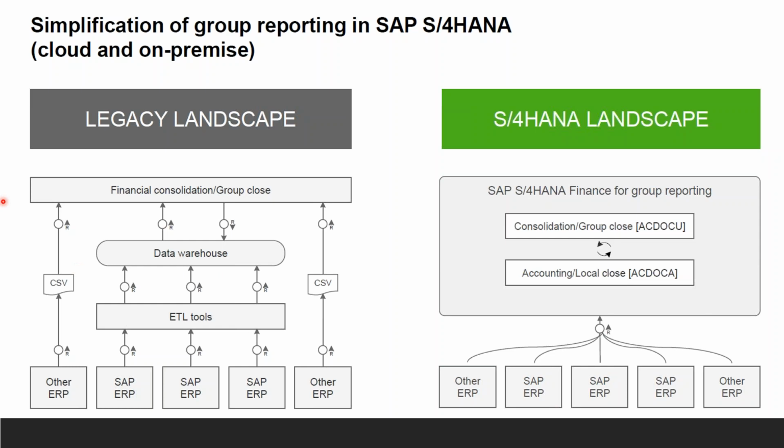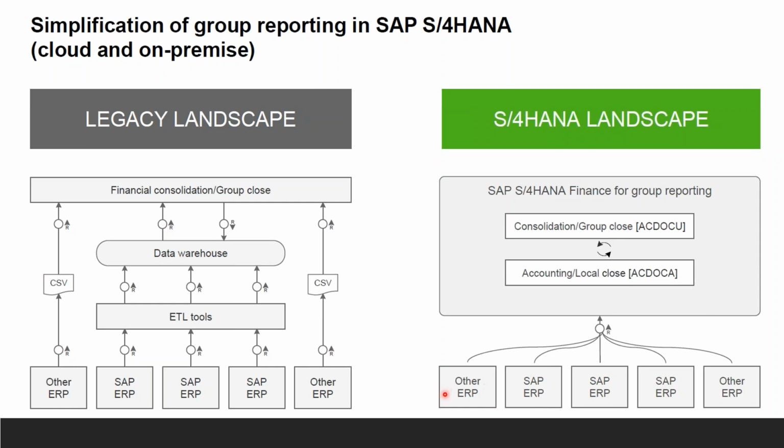So this slide will show the difference on the consolidation side, how it happens in ECC and now in S/4HANA. So you can have different applications, SAP and other ERPs. We are going to upload the data through a CSV file to the corporate close. From SAP, we are transferring the data through extract, transform, and load tools to the data warehouse, and then we are doing the financial consolidation for the group. So now the landscape has been simplified.